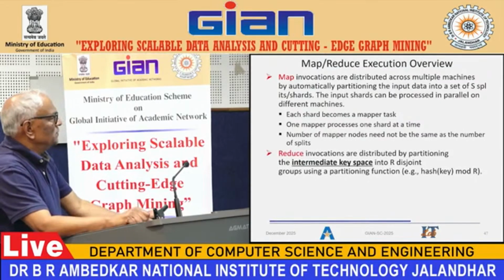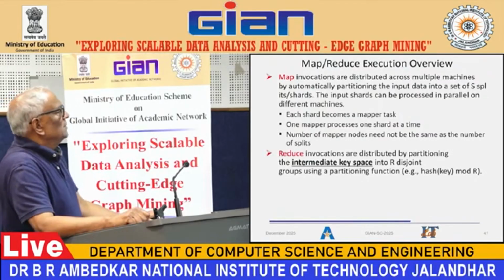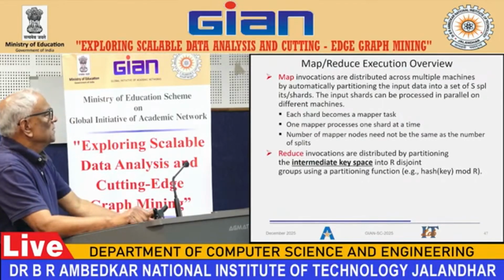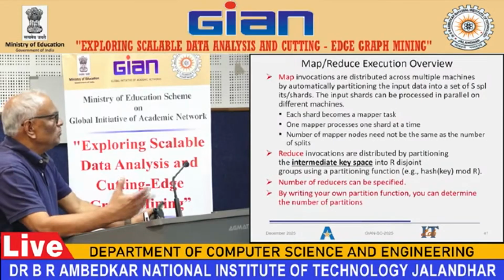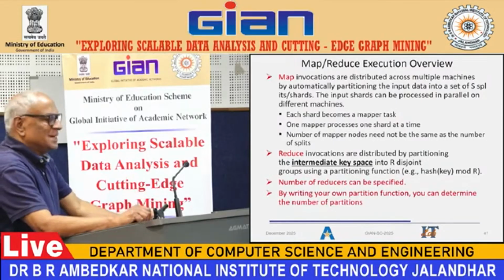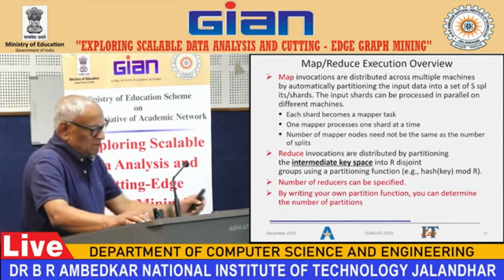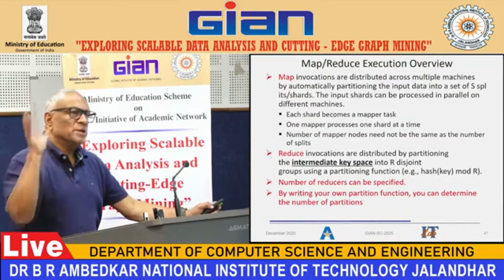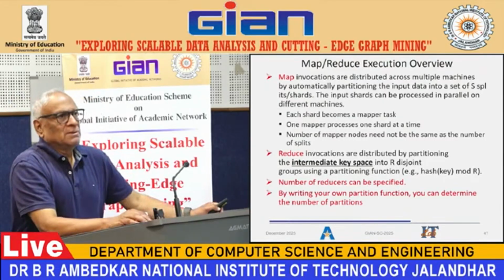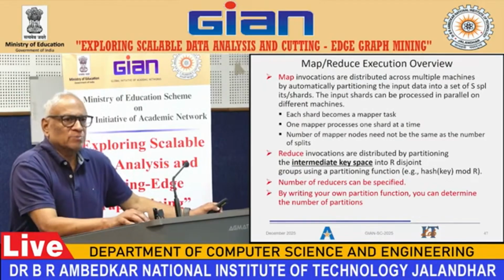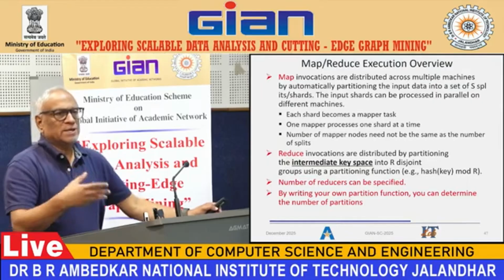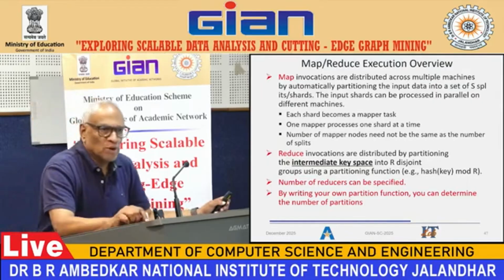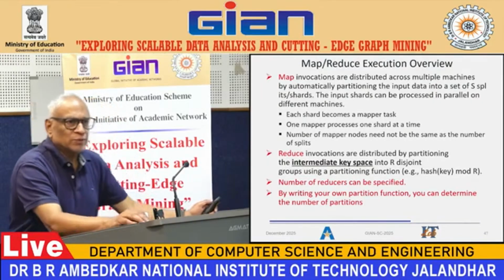Reduce invocations are distributed by partitioning the intermediate key space, using partition functions. Number of reducers can be specified. By writing your own partition function, you can do that. Now, there is an option in Map Reduce to substitute everything it does as part of its transparent jobs by your own custom code. But you have to become an expert Map Reduce programmer in order to avail those facilities and do those things.